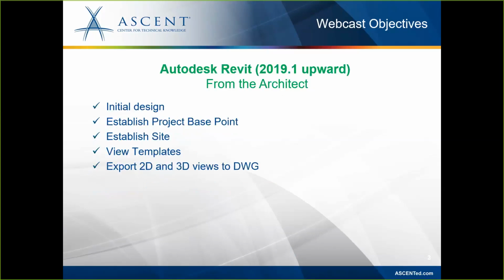And then we're going to be moving into Autodesk Revit, and as I mentioned earlier, it's 2019.1. From the architect, they're going to be working with the initial design of the building itself. They're going to be establishing a project base point, establishing a site, creating view templates, and then exporting these views, both 2D and 3D views, to a drawing format, which then the site designer can incorporate in their design.